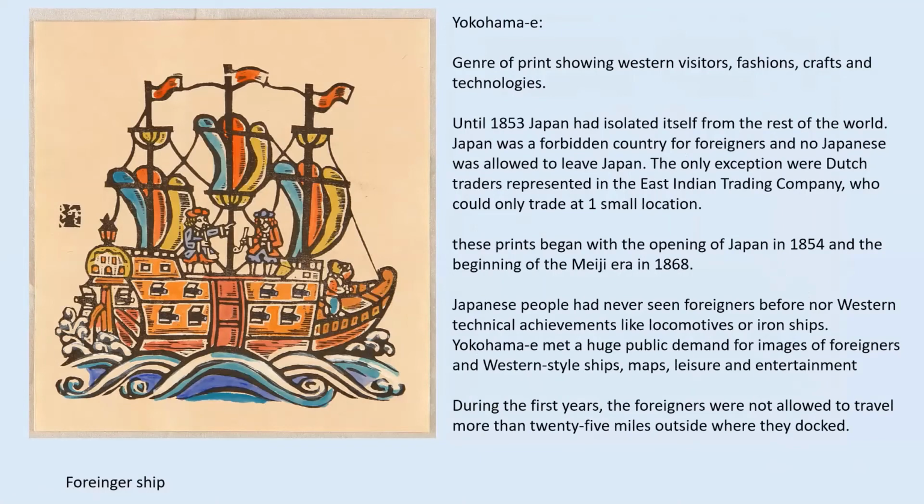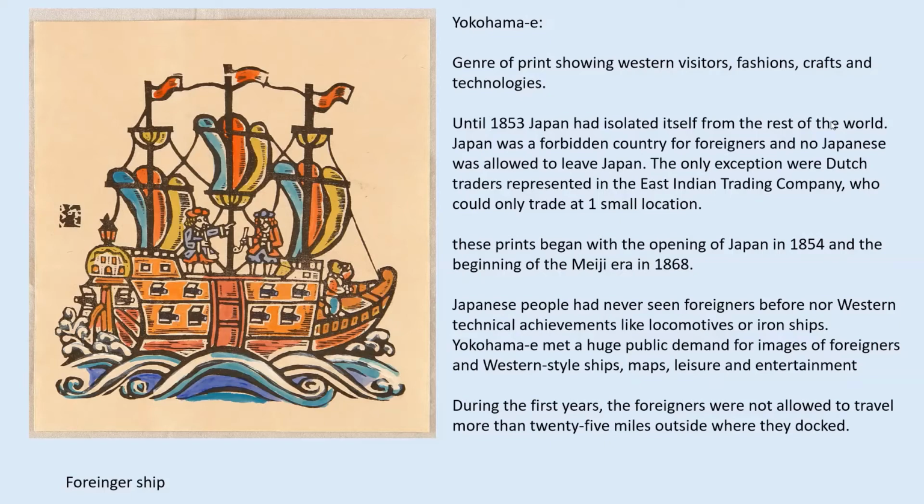So Yokohama-e. What is Yokohama-e? It's a genre of print showing Western visitors, fashions, crafts, and technology. It's capturing what's happening when Japan opens up. Until 1853, Japan had isolated itself from the rest of the world. Japan was a forbidden country for foreigners, and no Japanese were allowed to leave Japan. Pretty draconian. The one exception were Dutch traders represented in the East India Trading Company. Gosh, they get everywhere, don't they?